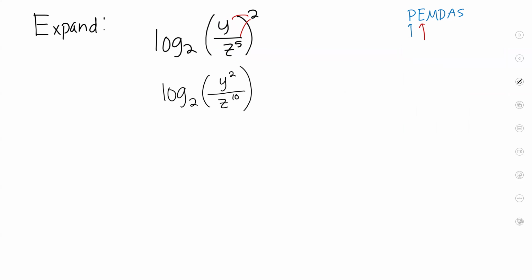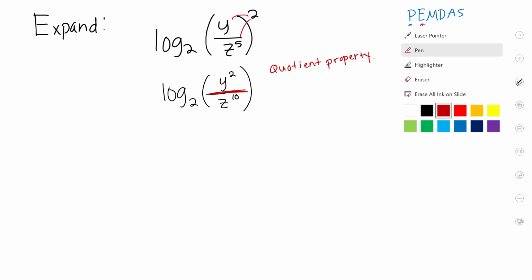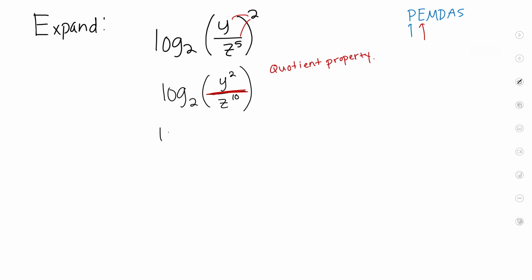Okay, so now I'm going to do the quotient rule. I'm sorry, I keep saying rule. It's the quotient property. So these are being divided. So that means I can do log base 2 y squared minus log base 2 of z to the power of 10. That's the quotient rule.